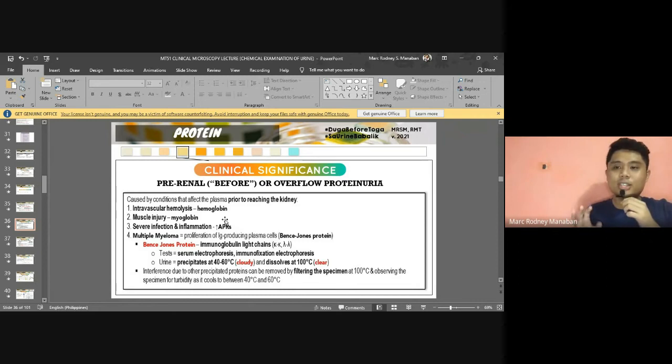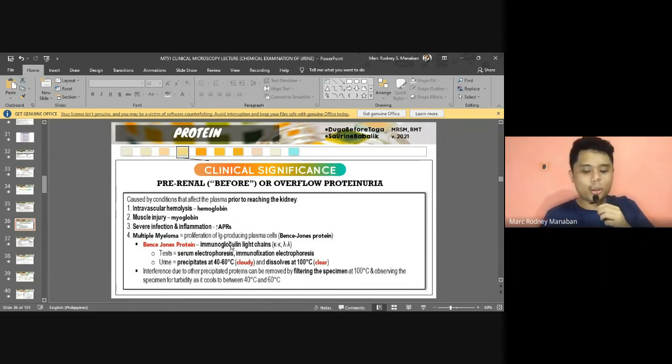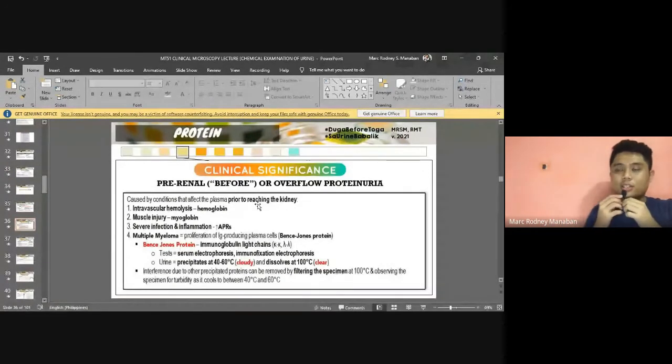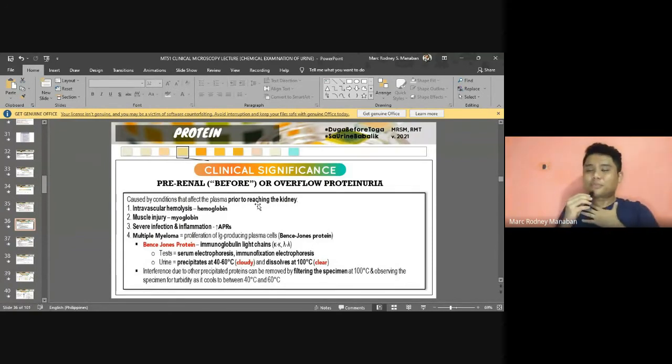And what are these conditions that can exhibit pre-renal proteinuria? Of course, number one, you have intravascular hemolysis. We say intravascular hemolysis, of course, the lysis of RBCs within the blood vessels, all right? So they release hemoglobin. And hemoglobin is a protein, and it can be expressed in urine. Number two is, of course, muscle injury, which releases myoglobin, rhabdomyolysis, all right? Severe infection and inflammation, of course, because there's an increase in your APRs, all right?